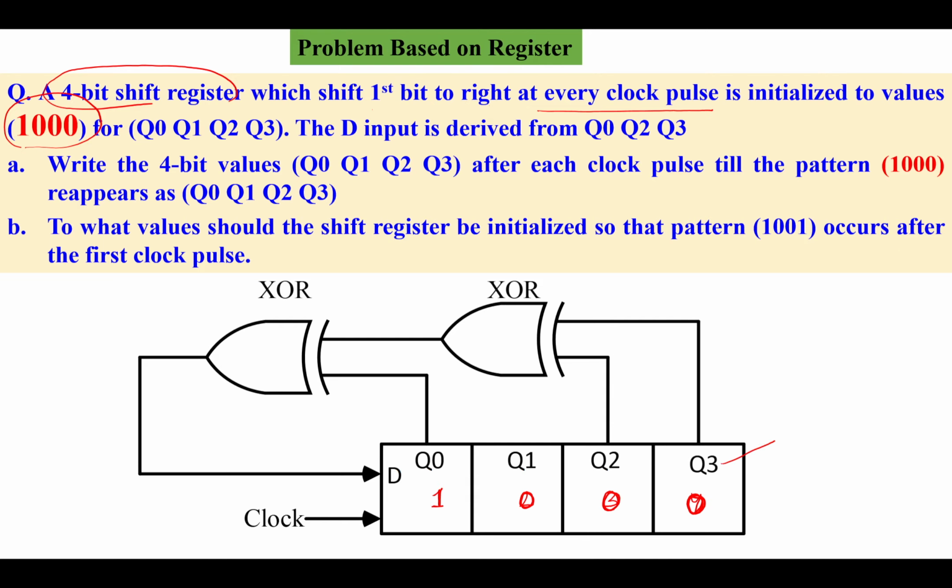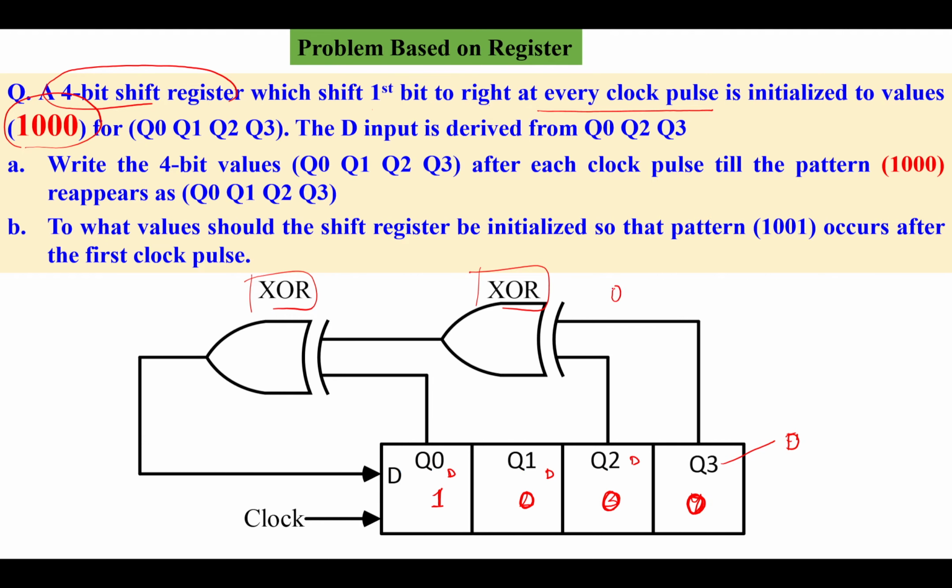All these flip-flops are designed with D flip-flops, as already mentioned here. This is D, this is also D, and this is also D. Now here there are some logic gates, one XOR and another XOR. The D output is not normally connected; this output is connected through two cascaded XORs.